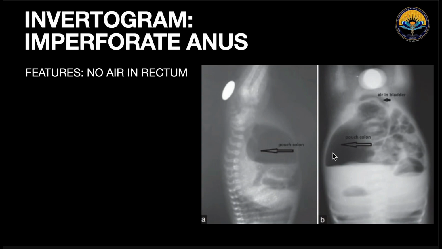Last is invertogram, and this we do to look for imperforate anus. Here we put a metal clip over the anal dimple, and then we send the child for X-ray, where we can see there is no passage of air toward the anus, or there is no air in the rectum, suggesting the patient has imperforate anus.